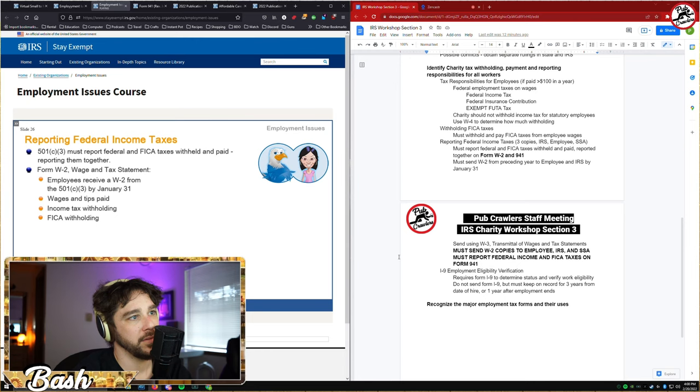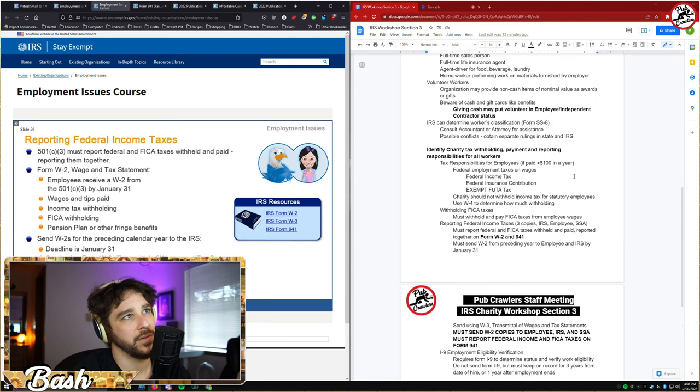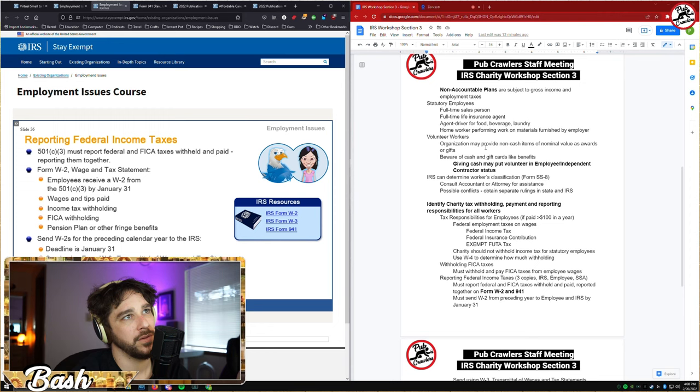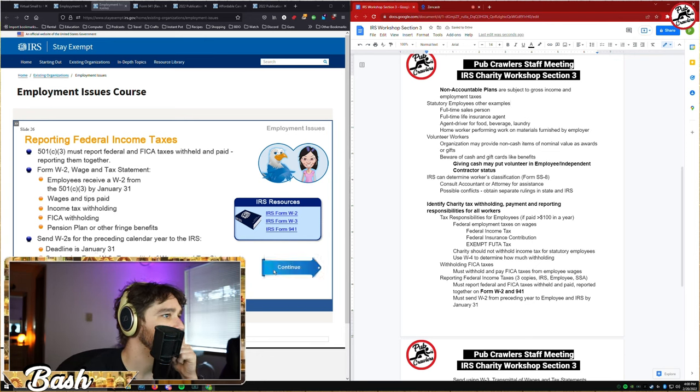The W-2 also reports whether an employee is covered by a pension plan or receives other fringe benefits. Organizations must also send copies of the W-2 for the preceding calendar year to the IRS by the last day of January. To mail your W-2s, send copy A of the W-2 using Form W-3, Transmittal of Wages and Tax Statements. A copy of the W-2 must also go to the Social Security Administration. It's important to meet the requirements for the W-2, otherwise penalties may apply. And don't forget to report federal income and FICA taxes on Form 941.